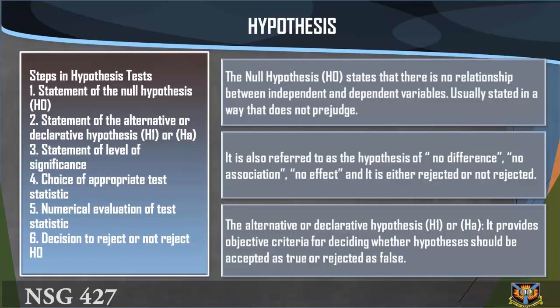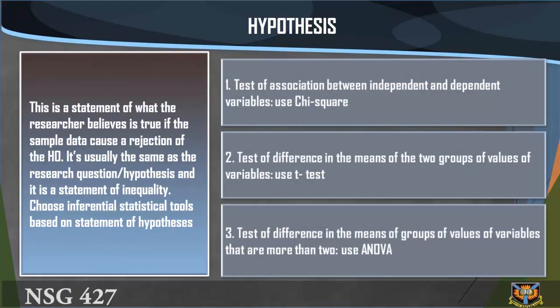It is also referred to as the hypothesis of no difference, no association, no effect, and it is either rejected or not rejected. The alternative or declarative hypothesis (H1 or HA) provides objective criteria for deciding whether a hypothesis should be accepted as true or rejected as false. This is a statement of what the researcher believes is true. If the sample data cause a rejection of the H0, it is usually the same as the research question or hypothesis, and it is a statement of inequality.